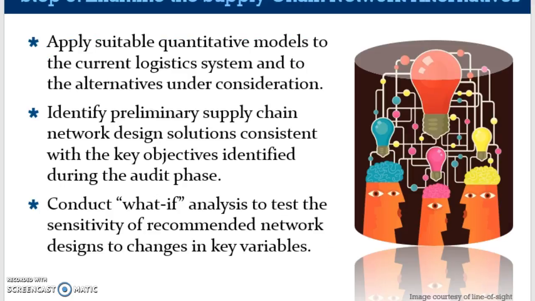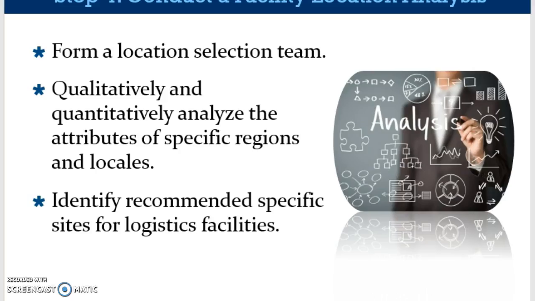Step 3. Examine the logistics supply chain network alternatives. Examining logistics network alternatives involves applying suitable quantitative models to the current logistics system, as well as to the alternative systems and approaches under consideration. The use of these models provides insight into the functioning and cost service effectiveness of various possible networks.